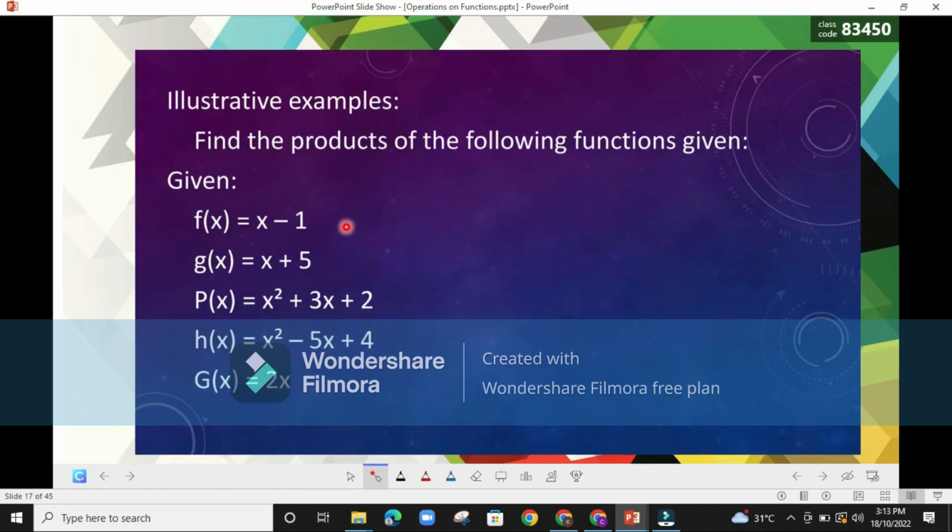Okay, so let's have examples. Find the products of the following functions given. We have the same given. We have f of x is equal to x minus 1, g of x is x plus 5, p of x is equal to x squared plus 3x plus 2, h of x is equal to x squared minus 5x plus 4, g of x is equal to 2x.